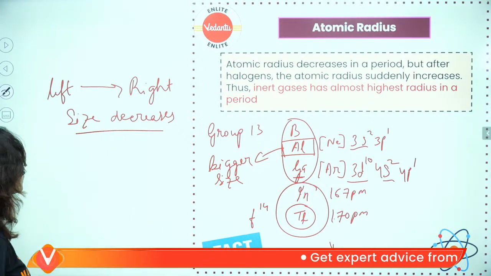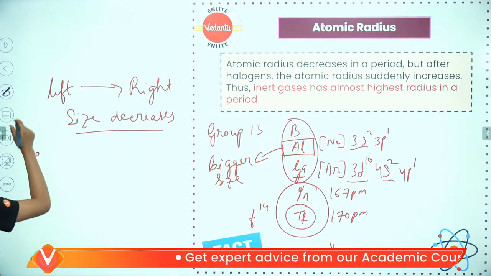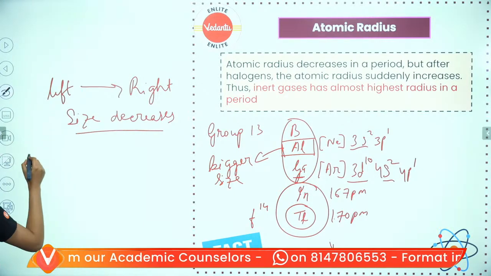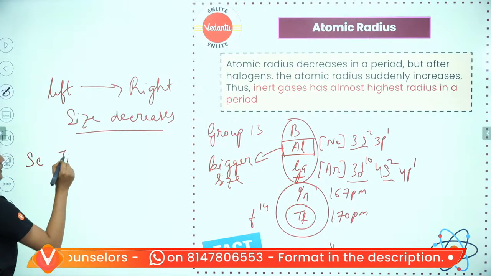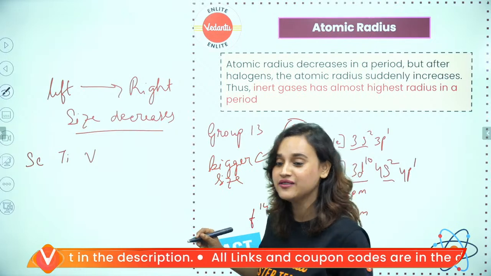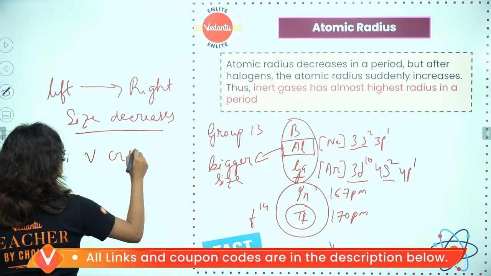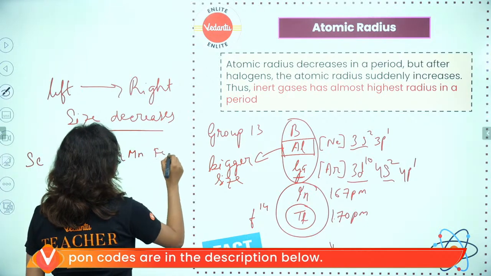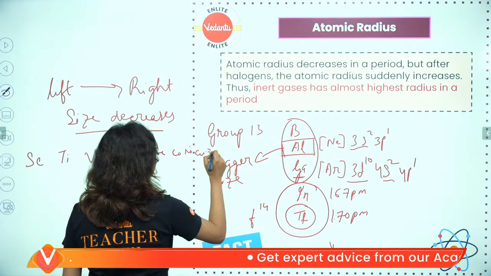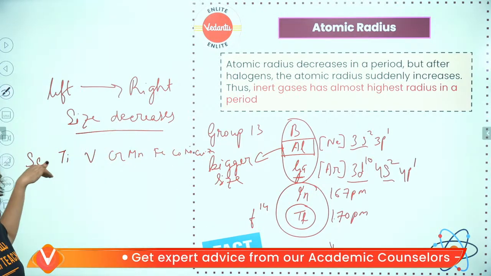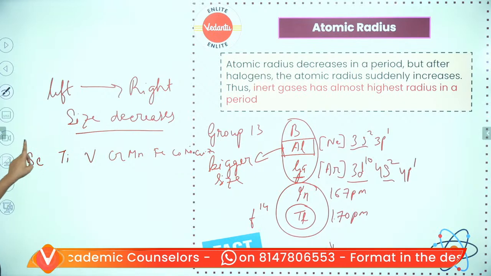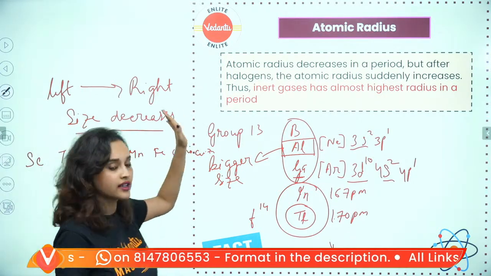Now, what we're going to do is we are going to take the 3d series. What is your 3d series? Your 3d series is basically scandium, titanium, vanadium, chromium, manganese, then there is iron, cobalt, nickel, copper, and zinc. Less space, I'm not able to write it. But do you understand? Scandium, titanium, vanadium, chromium, manganese, iron, cobalt, nickel, zinc.